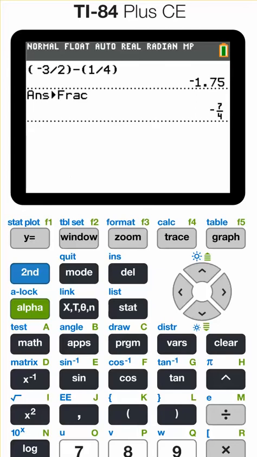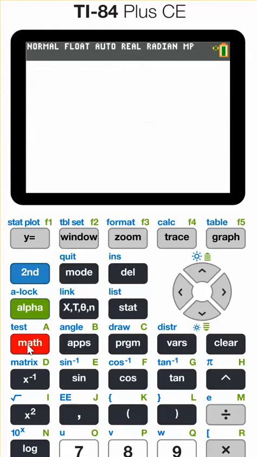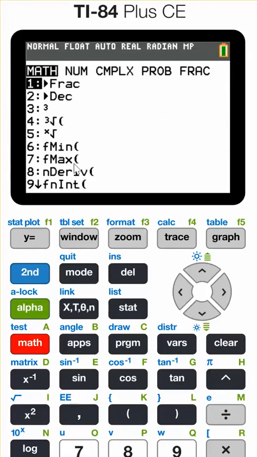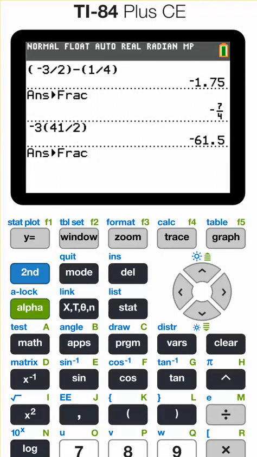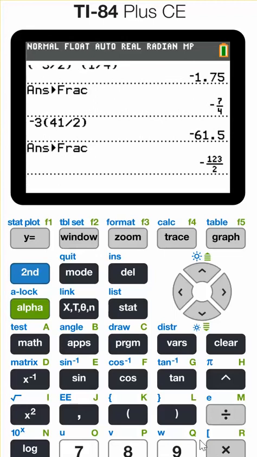We have to multiply -3 times 41/2. So let's see, -3 times 41 divide 2, 41/2. And when you hit enter, you get -61.5. But again, if we want to write that as an improper fraction, which is what you'll be doing in your homework, it would be -123/2.